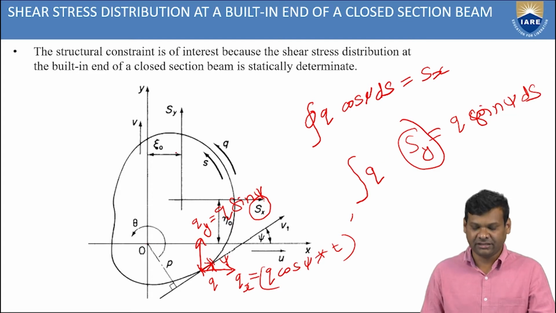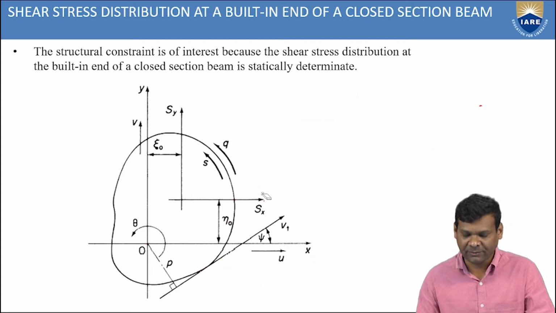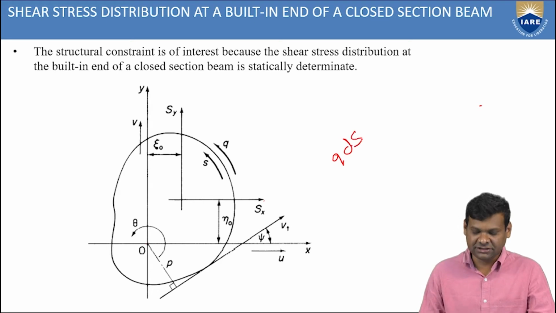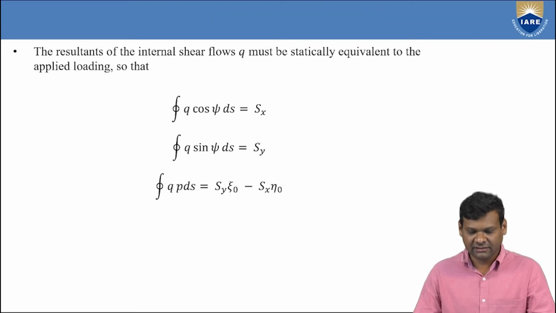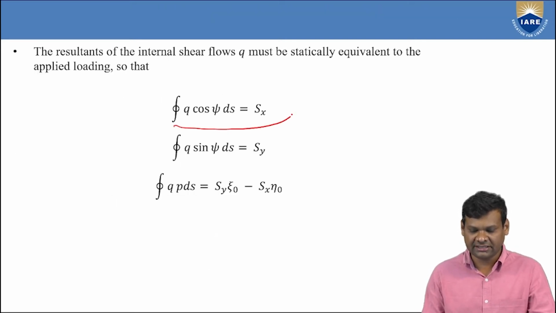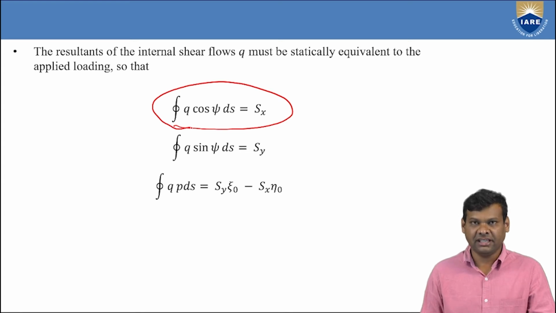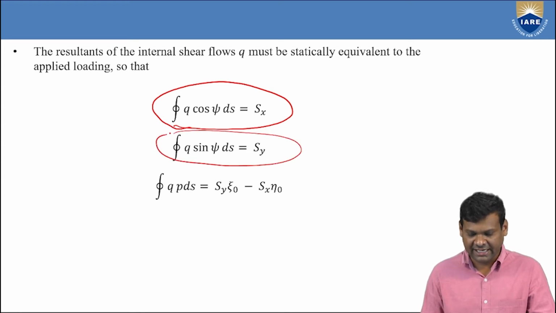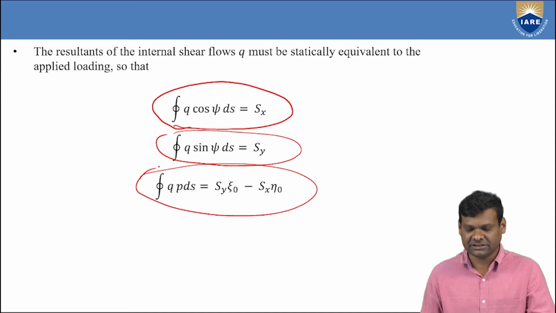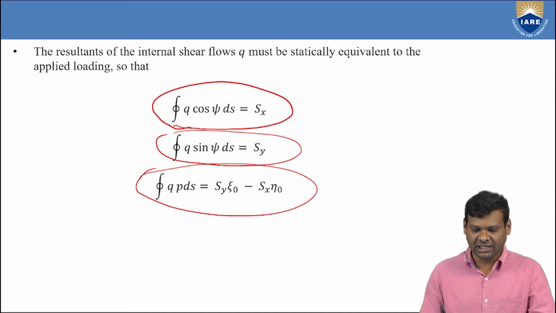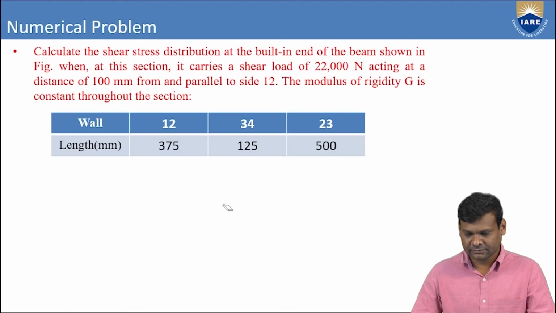Similarly, we can get the moment by p q ds. Here one thing you need to remember is that q ds is equivalent to the force, and when you take the perpendicular distance, the force into the perpendicular distance is the moment created about the point. Finally, the shear flow along the x-axis and y-axis, and the moment, are given as follows, and we are using these formulas in our calculations.